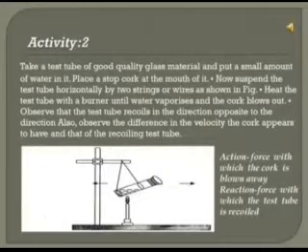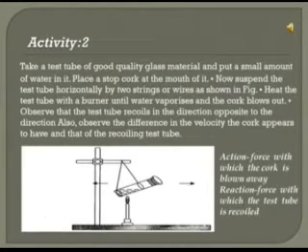Activity number 2. Here we have to take a test tube of good quality glass material and put a small amount of water in it. Place a stop cork at the mouth of it. Now suspend the test tube horizontally by two strings or wires as shown in the figure. Heat the test tube with a Bunsen burner until the water vaporizes and the cork blows out.